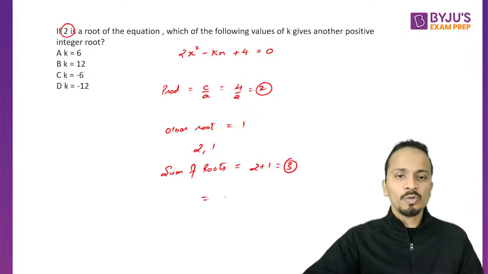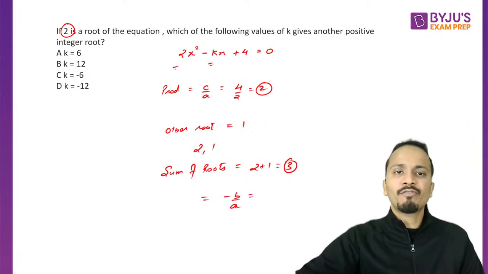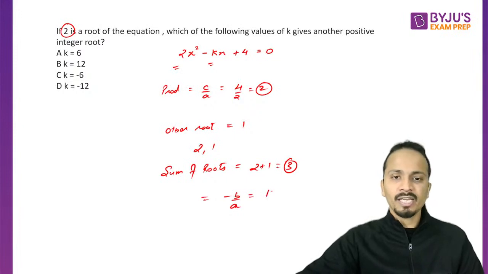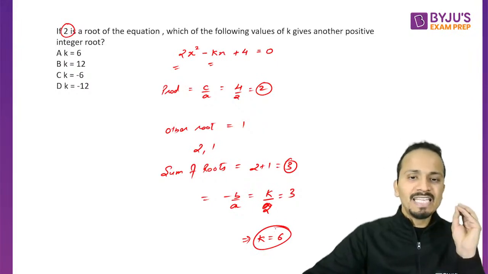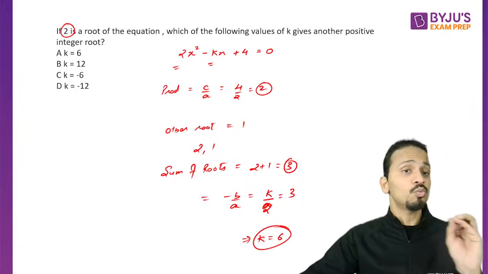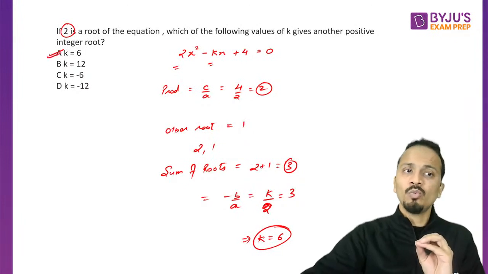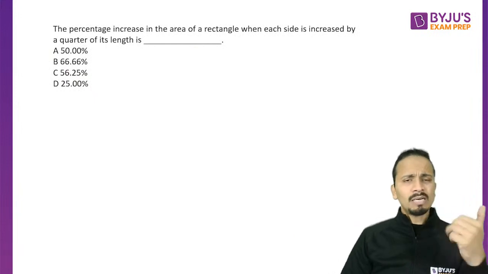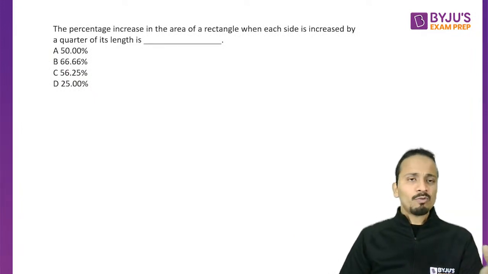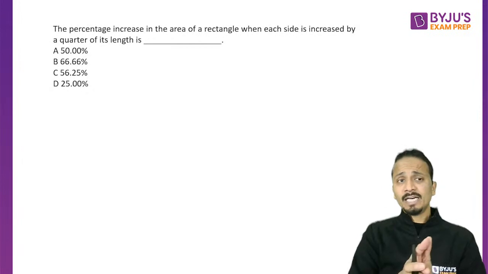Now sum of roots is also equal to minus b upon a. Minus b upon a I can pick from here. That is minus of minus k, that is k upon a, which is 2, and that should be equal to 3. So I can say that the value of k should be equal to 6. A very basic, very easy question from quadratic equations was asked last year. The answer will be option A, that is k equal to 6. Now moving further to some other questions that were asked from arithmetic and different areas.